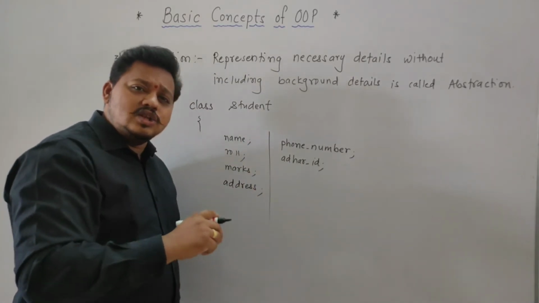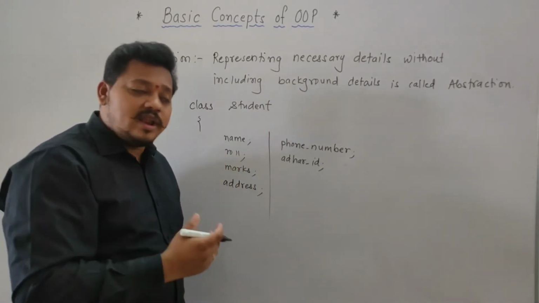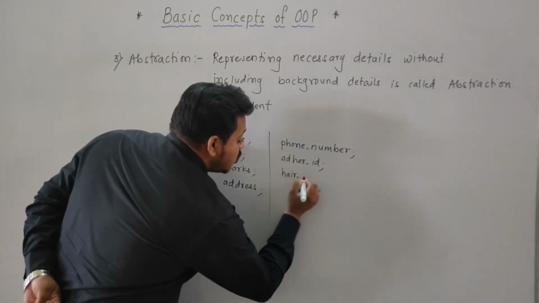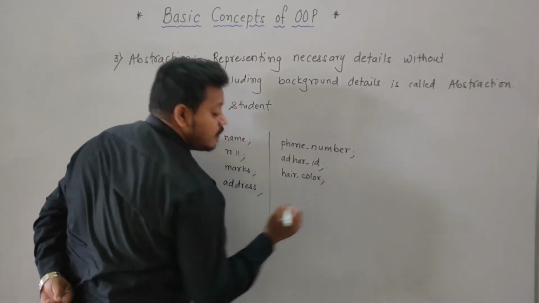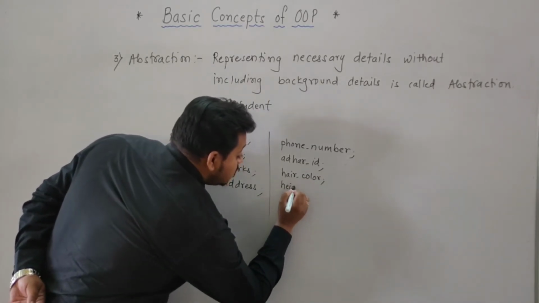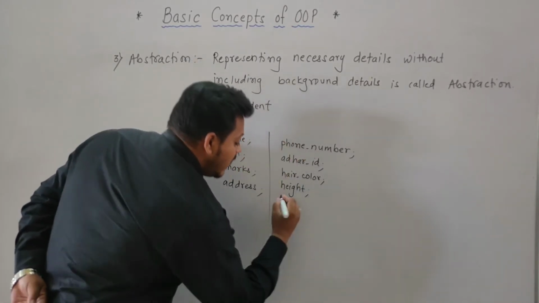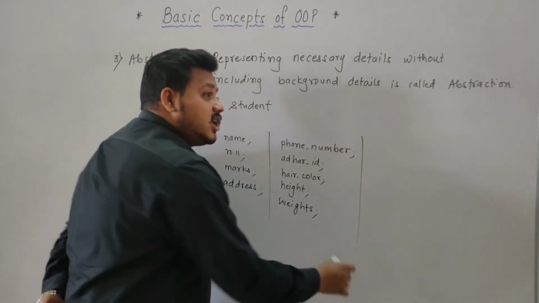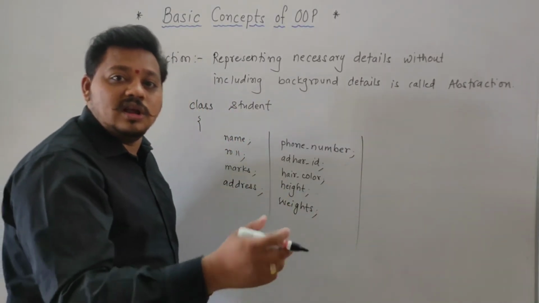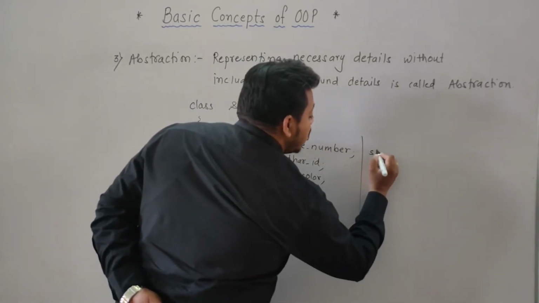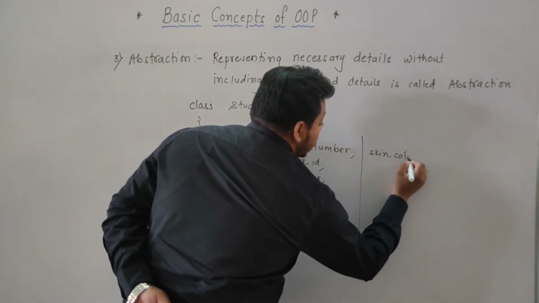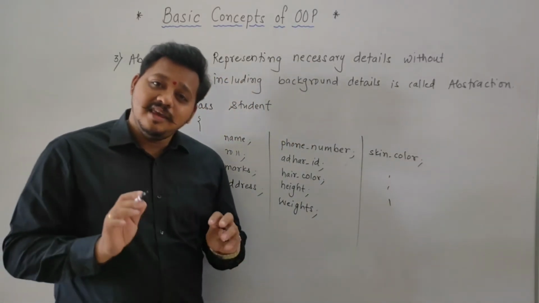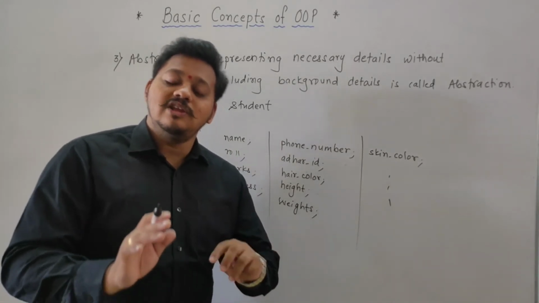Now there are so many different attributes of student. For example, each and every student has a different hair color, so I can write hair color. Then his height. Then each and every student has different weights. Skin color of each and every student can be different, so the next property could be skin color. And so on.